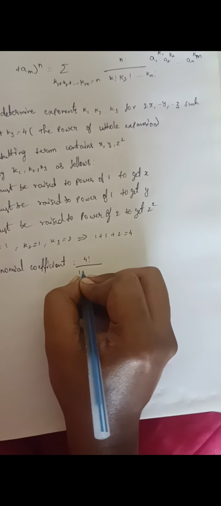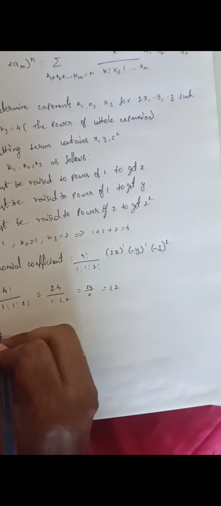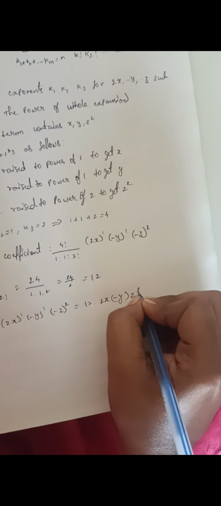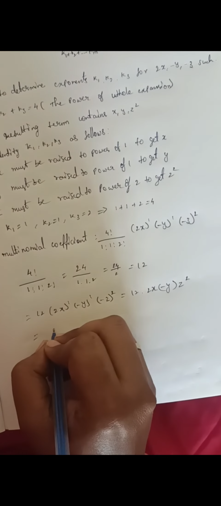Multinomial coefficient: 4 factorial divided by 1 factorial into 1 factorial into 2 factorial, times (2x) whole power 1, (minus y) whole power 1, (minus z) square. 4 factorial divided by 1 factorial into 1 factorial into 2 factorial is 24 divided by 2, which equals 12. 12 into 2x into minus y into z square equals 12 into 2, that is 24, minus x y z square.